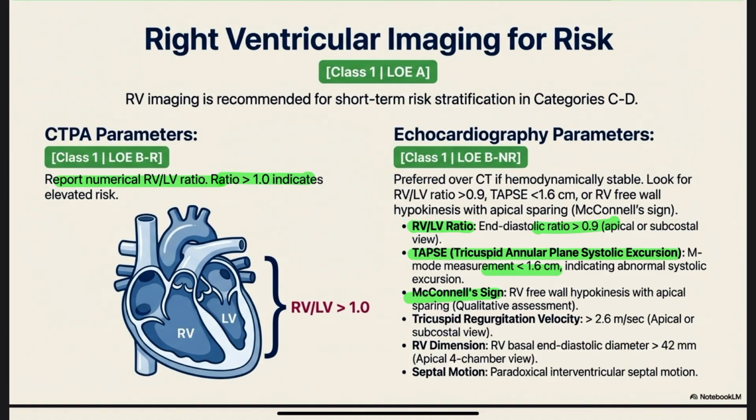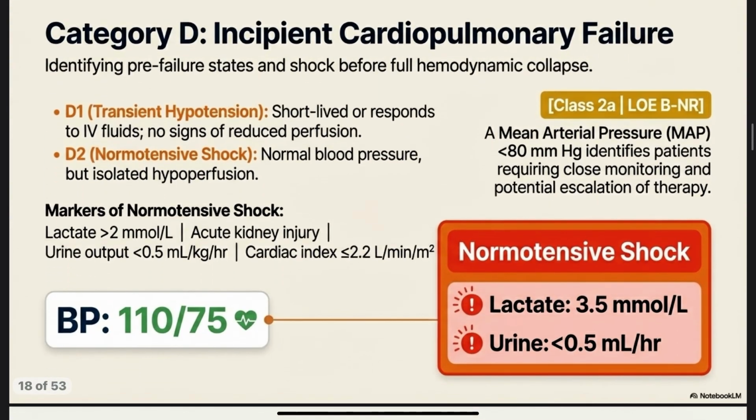McConnell sign, very famous sign, right ventricular wall hypokinesis with apical sparing. Tricuspid regurgitation velocity more than 2.6 meter per second. RV dimension, again end diastolic diameter is more than 42 millimeter. And septal motion defect, paradoxical interventricular septal motions. Coming to the D, towards death, D. So D is going to have incipient cardiac failure.